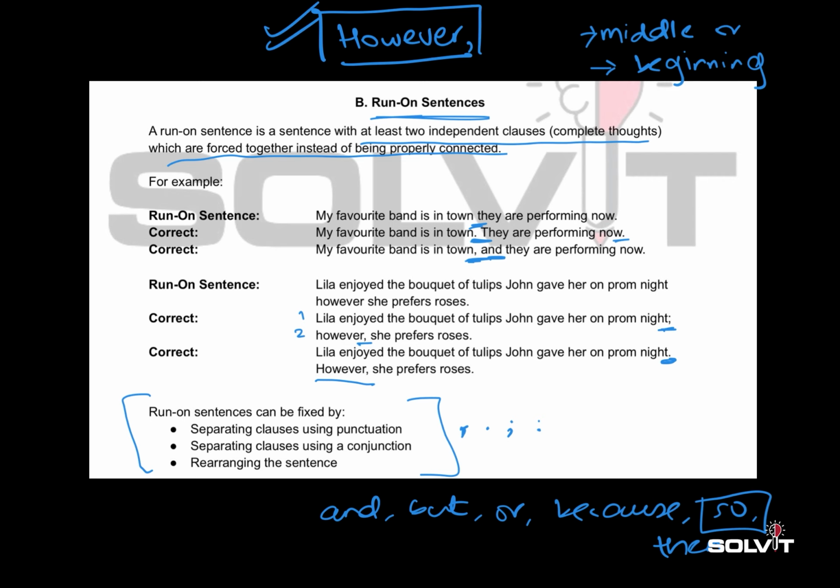I told you what a conjunction is. If by any chance you don't know what a conjunction is, please look at my first video. I have explained what conjunctions are in that video and given you many, many examples, so please go watch that. And the third way of doing this is rearranging the sentence. Sometimes a sentence has not been phrased correctly and it can be improved just by rearranging the words, just by shifting the words around.